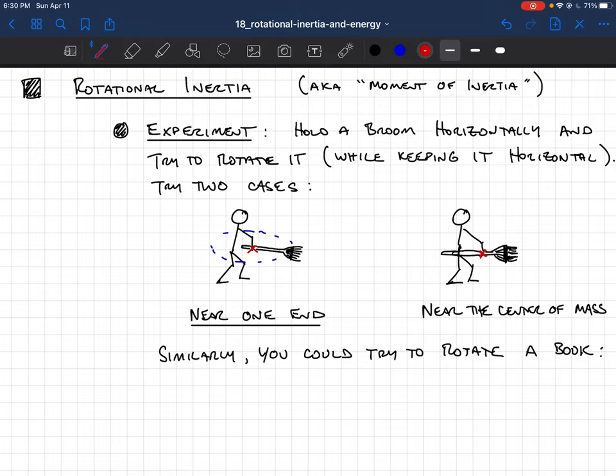So in this first picture, there was a vertical axis, and you're rotating the broom about that axis by keeping it horizontal. And in the second case, we again have a vertical axis, but what we've done is we've moved its location along the object. So now, rotate it again horizontally, so keep it in a horizontal circle, and see how that feels. And then go back and forth. So try to rotate it from one end, and then try to rotate it when you hold your hand directly at the center of mass, and see how those two cases feel.